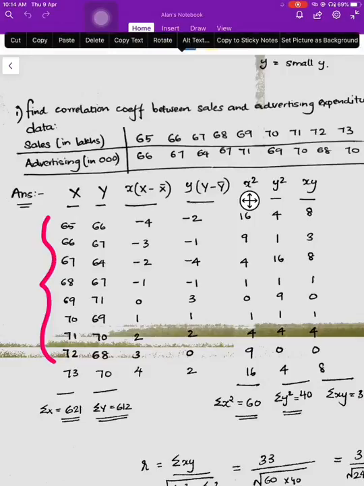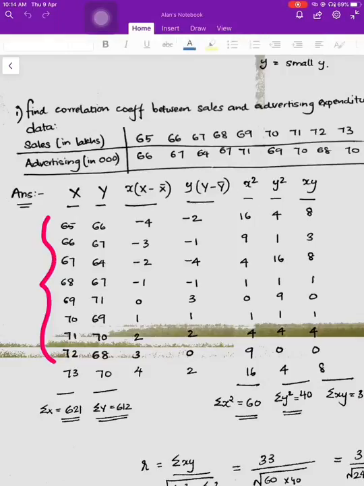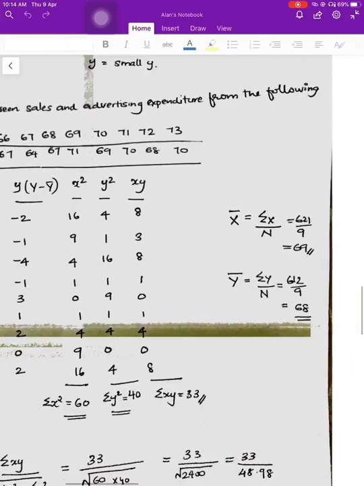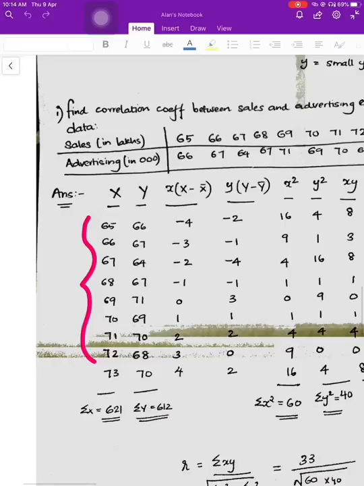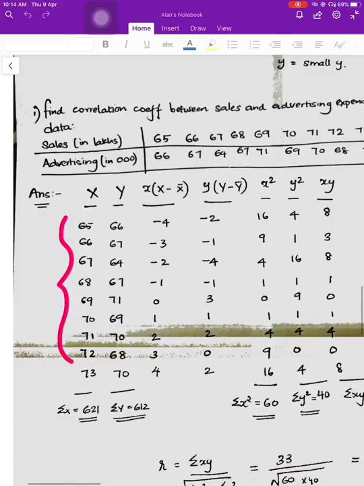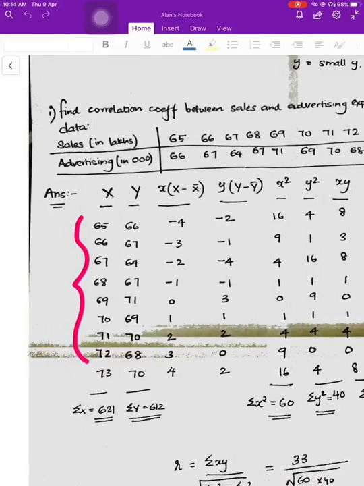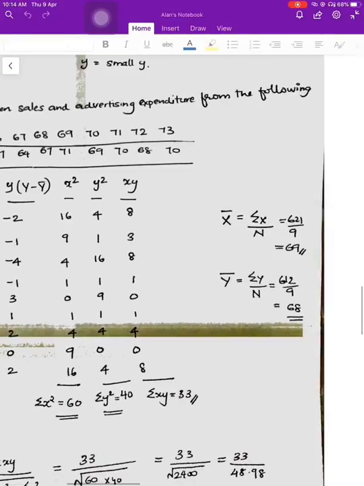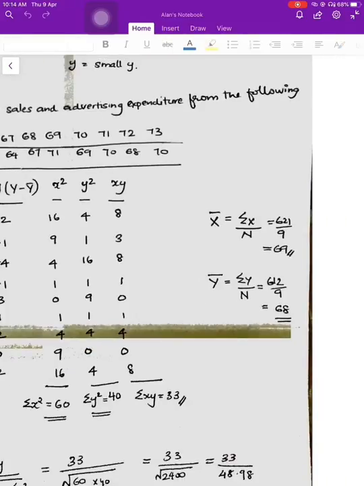Now what is the first step here? The first step is to find x bar as well as y bar. So now we will be finding x bar. What is x bar? Sigma x by n. So what is the value of n? You can count the number of x values and y values, which will be 9. Sigma x is already given as 621, sigma y is already given as 612. Now let's directly go for x bar, where sigma x by n, that is 621 by 9, that will be 69, as you can see on the screen.